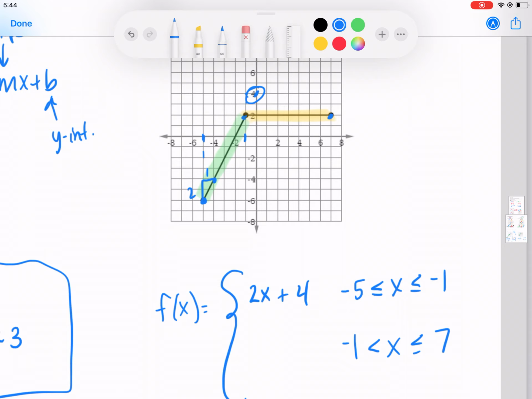And then horizontal lines, once again, are easy because you just tell me what the y value is, and it's just at 2.